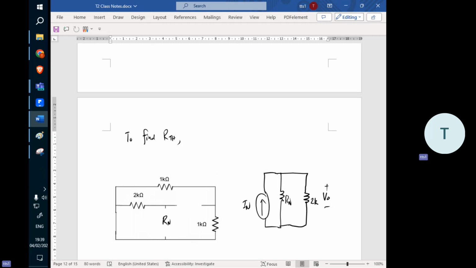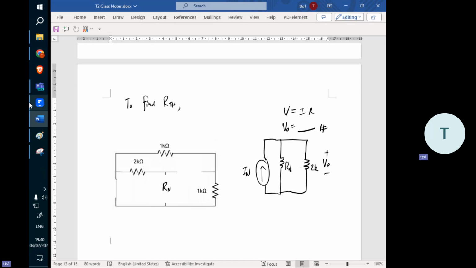So to find this V out, you need to know this value, because V equals IR, right? I times R. V, the voltage here, equals the current multiplied by the resistance. So we have two resistances here. So you need to parallel first. After you know the Rn from here, you parallel these two, and then you just use this equation. V out equals something. This is Ohm's law.